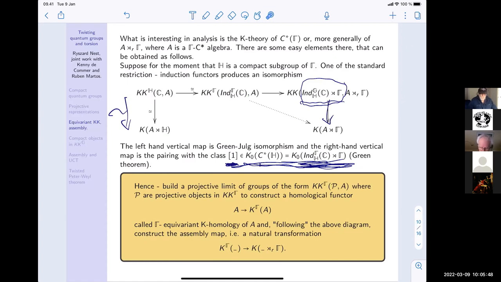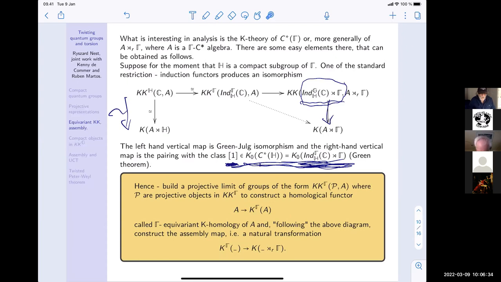For quantum group, remember, it's not necessarily induced. For quantum group, I won't have these compact subgroups, right? But I still have these projective objects and I get a map from some projective limit of this kind of things to K theory of A cross gamma. So this projective limit is what you call equivariant K homology. And the map is, well, the Baum-Connes assembly map. The point is, of course, that this map now becomes functorial, it becomes a natural transformation from this functor to this functor. I'll show you later how I can use it to say something very easy.